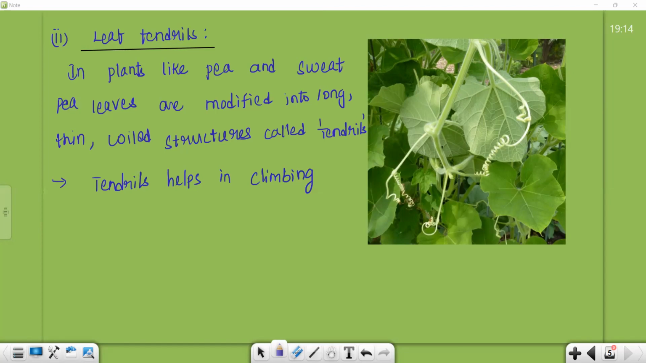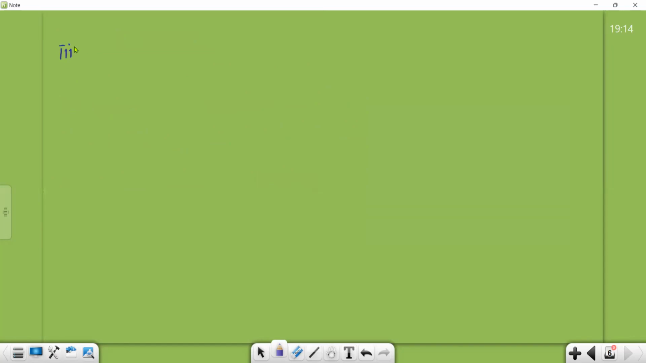Okay, so the next category is spines. The last modification is spines. Into spines, how is it modified? Can you give me examples of spines? Ma'am, cactus and aloe vera. Yes, cactus, rose, aloe vera, pineapple. So the leaves are modified into spines.